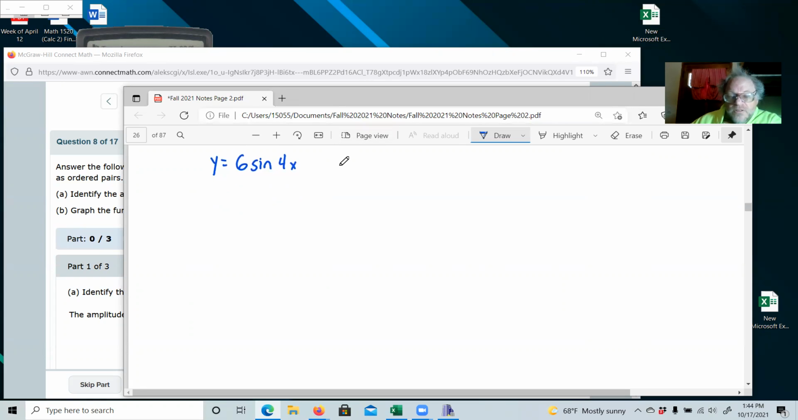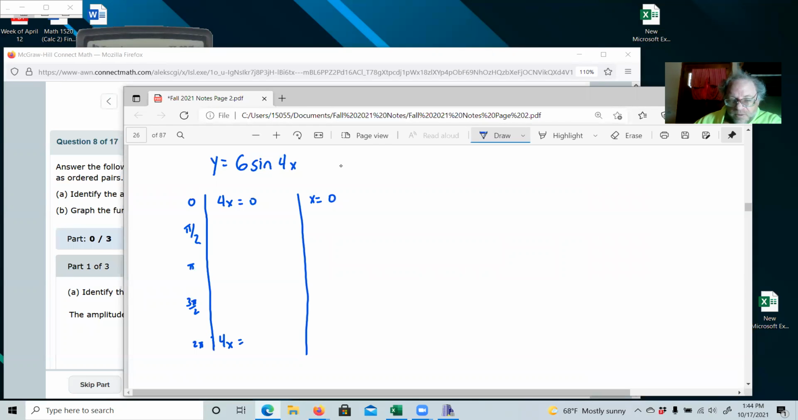All right, so why don't we go ahead and write down our little anchor points here. We're going to say 0, pi over 2, pi, 3 pi over 2, and 2 pi. This is where we start. So we're going to say 4x equals 0. What's x have to be? X has to be 0. What about for the last point? We have 4x equals 2 pi. What's x have to be here? X has to be pi over 2.